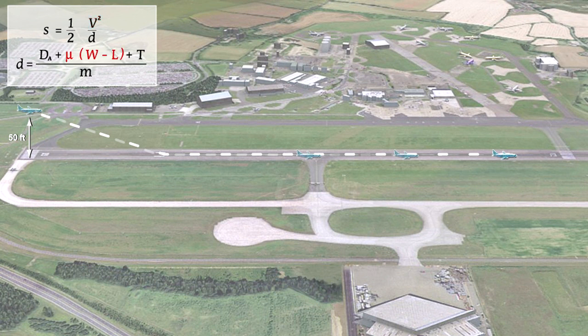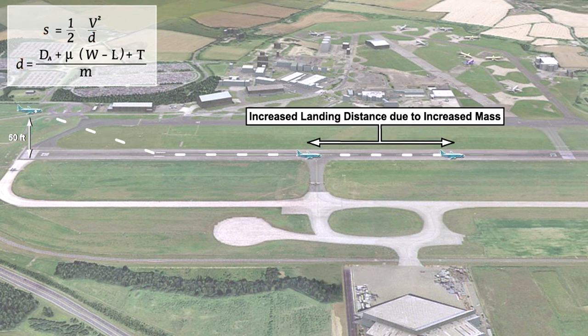A third effect of mass is that there will be more load on the wheels, and therefore wheel drag will increase. An increase in wheel drag will allow a greater braking force to be applied. This increases the deceleration of the aeroplane. If the deceleration of the aeroplane is increased, then the landing distance will decrease. In summary, the effect of increasing mass has three effects on the landing performance. Two of them are detrimental, but one is beneficial. The overall effect, as shown on screen, is that increasing the landing mass increases the landing distance.